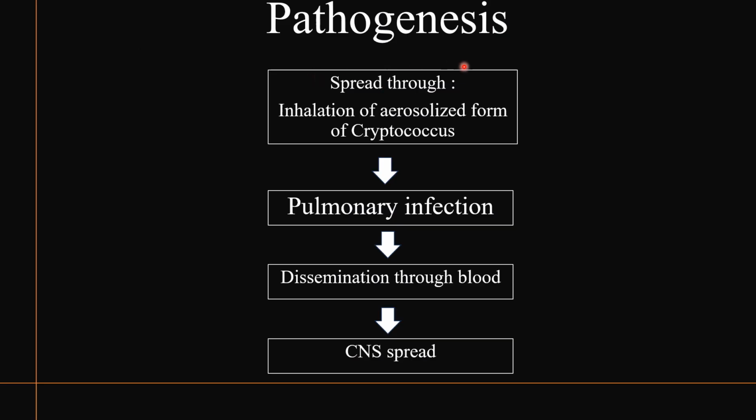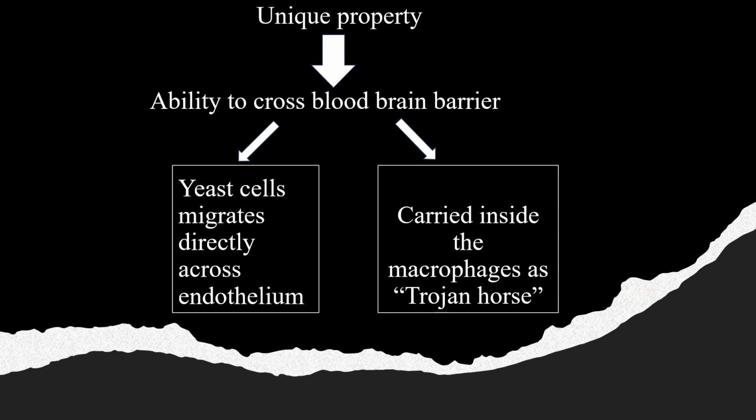Let's talk about the pathogenesis. So this spreads through inhalation of aerosolized form of Cryptococcus. It enters the lung, then it causes pulmonary infection, then dissemination through blood occurs, and then CNS spread can happen. There is a unique property shown by Cryptococcus, as it has the ability to cross the blood-brain barrier.